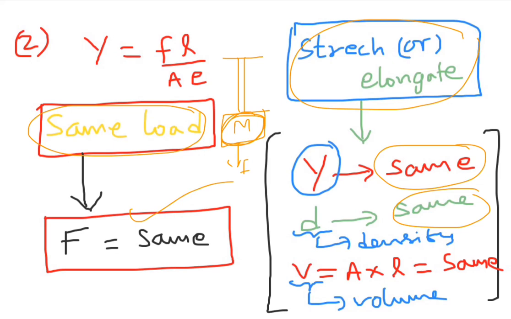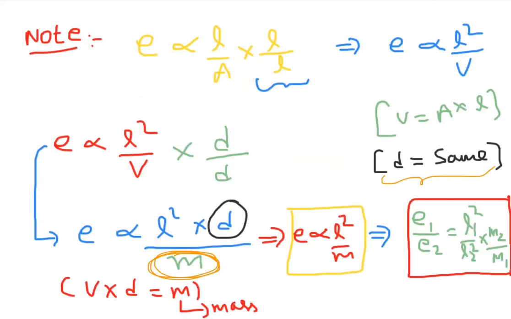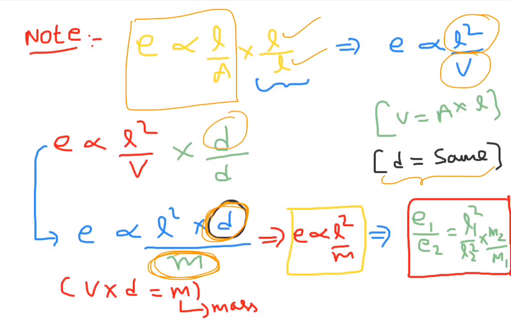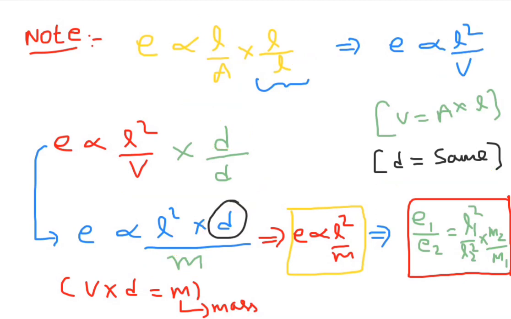Now here also I am taking that density is the same. Density is constant. First step is E proportional to L by A. Next multiply numerator and denominator with L. We got L square by volume. After that multiply numerator and denominator with density. So in the denominator volume into density is called mass, and in the numerator density anyhow is constant. So I can write the expression: E is proportional to L square by M. So E1 by E2 is equal to L1 square by L2 square into M2 by M1.